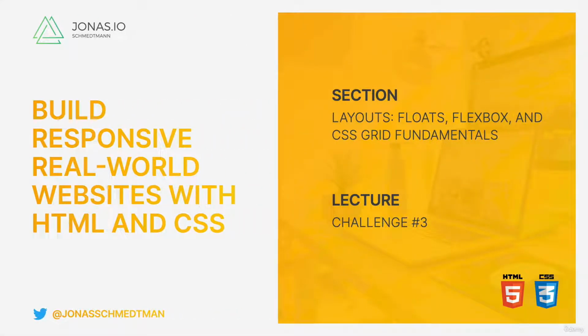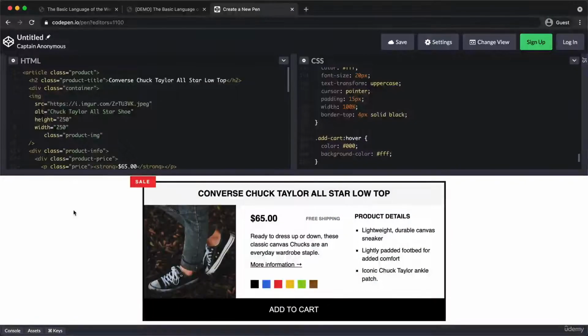So to wrap up this section, here is coding challenge number 3. And I hope you're not yet tired of this example because we will work with it one more time here. In the last challenge, you built this layout using Flexbox. And as you might have guessed, now it's time to build the exact same layout using CSS Grid.